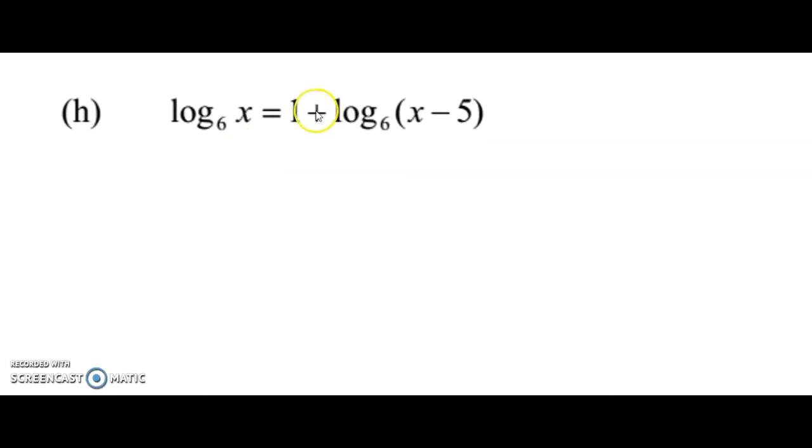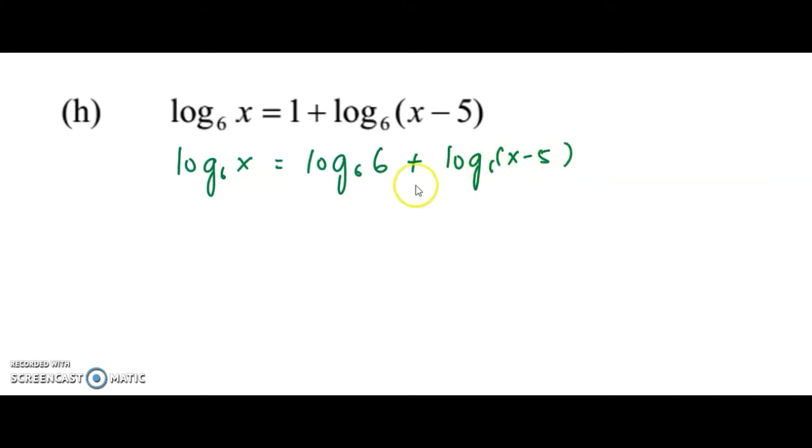The second method is changing the 1 into the log and then combine these 2 terms at the right hand side to become the single log, and then compare both sides. Alright, so maybe here for this example, I'm going to use the second method. I will change the 1 into the log form. That is log 6 to the base of 6, that will be equal to 1, plus log x minus 5 to the base of 6.